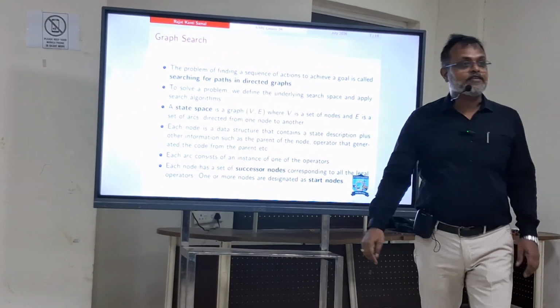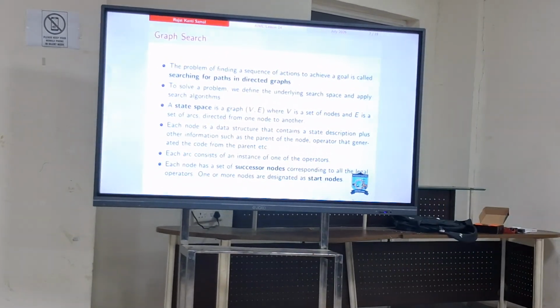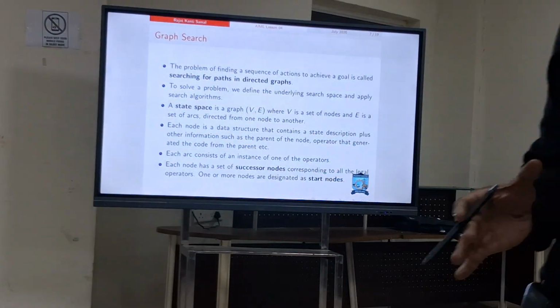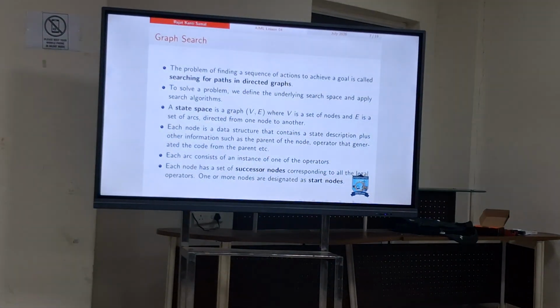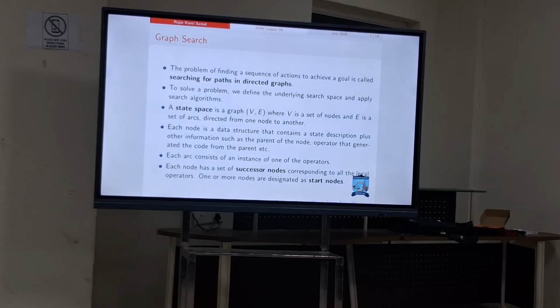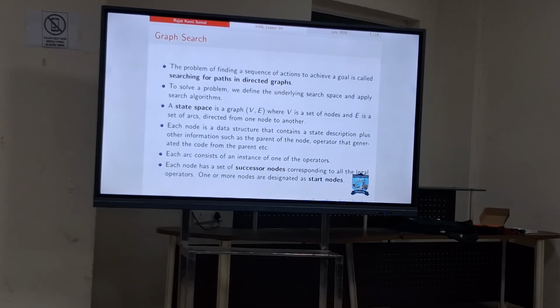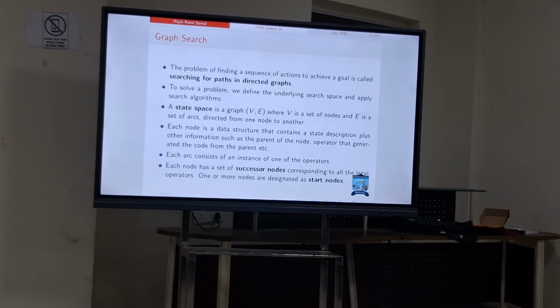So what is a graph search? So it is obvious now. Graph search means searching through the graph, finding out a path from various vertices through the edges, right?